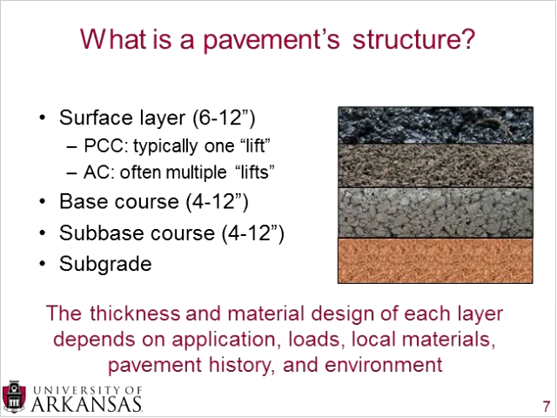Typically, for PCC pavements, you have one lift, a single pass in order to lay that surface layer. Whereas for AC, you often have multiple lifts, and that's because you need to compact that AC layer, and in order to get good homogeneous density, it needs to be approximately 2 to 4 inches thick.